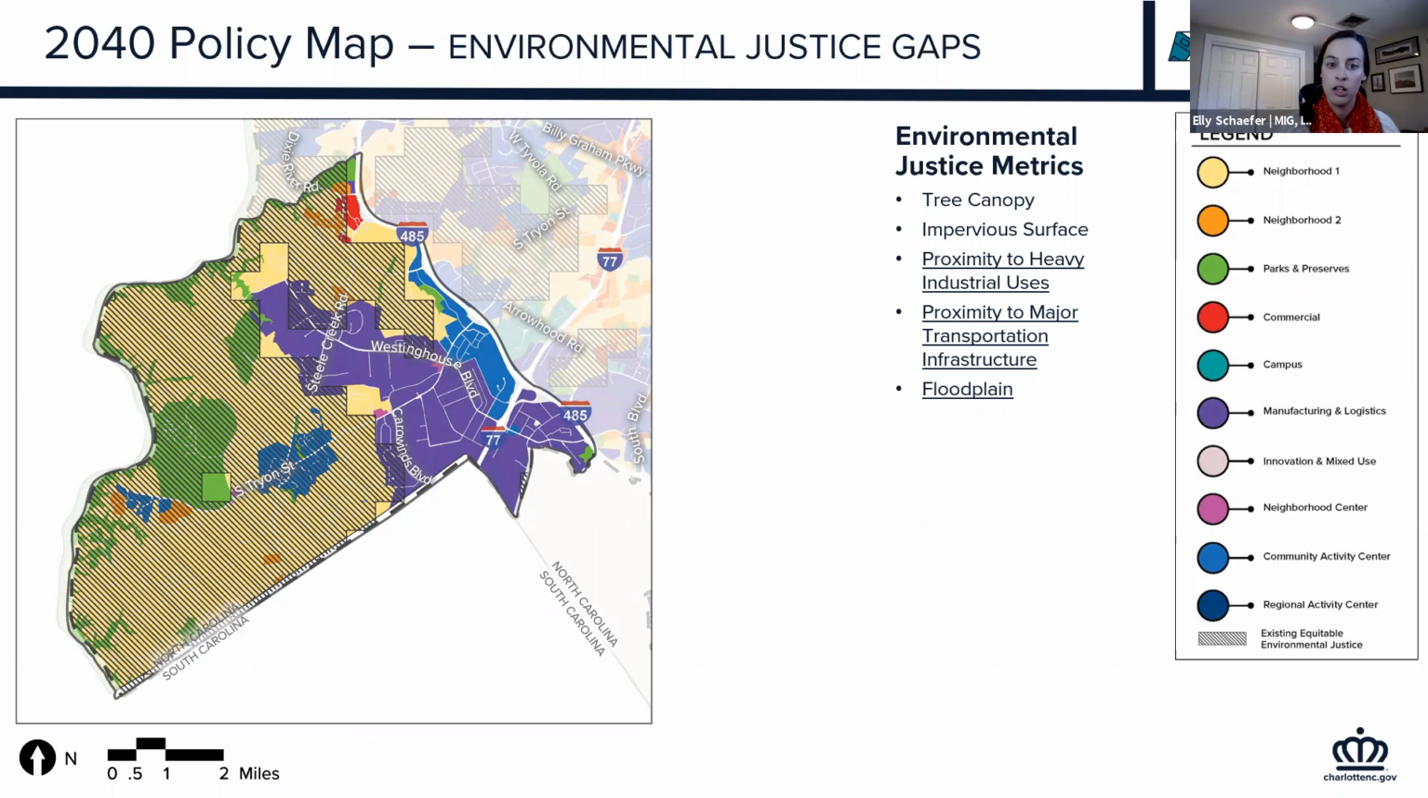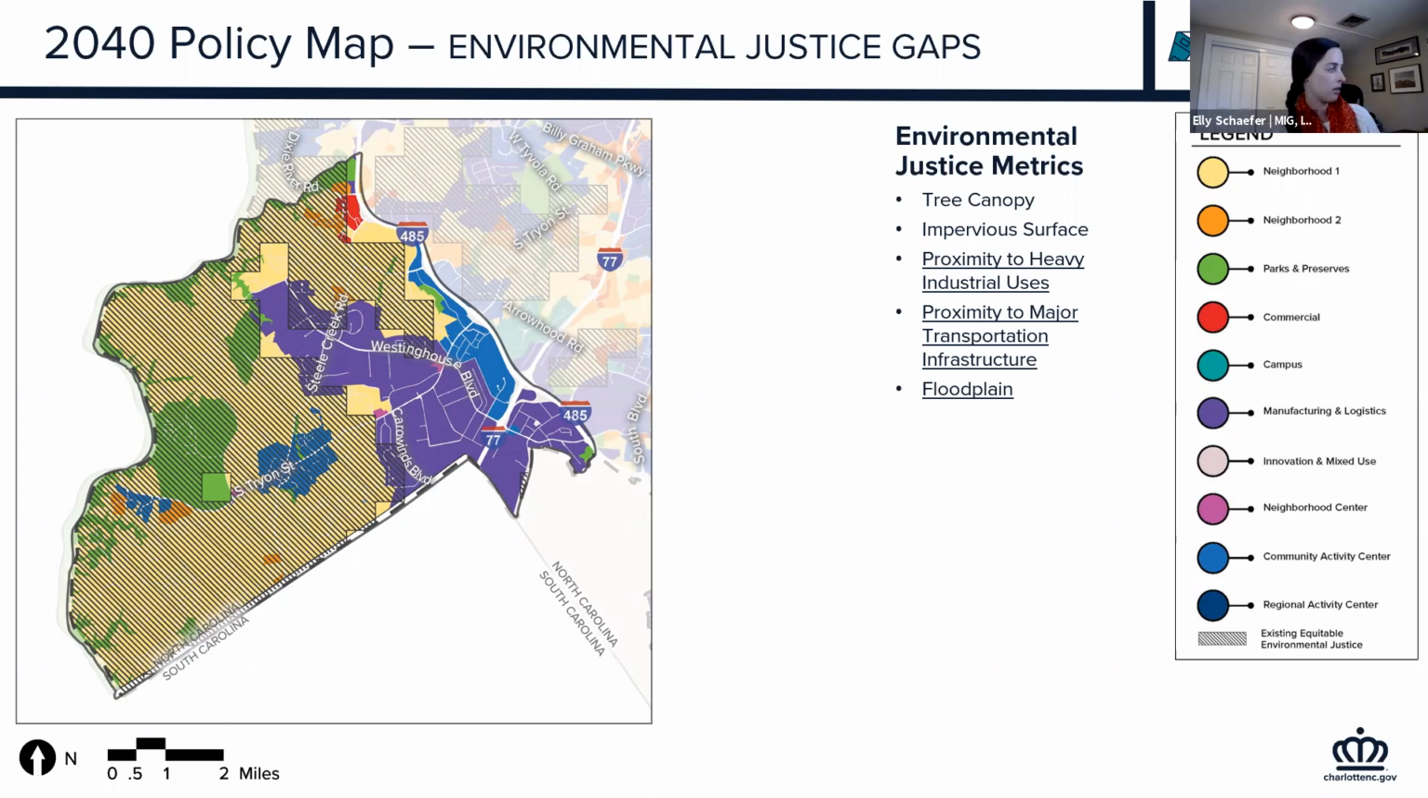This mapping effort also used buffering and transitions as much as possible to reduce proximity between neighborhoods and heavy industrial uses or major transportation infrastructure. Opportunities to provide that buffering through place types were limited based on existing development. So again, we would look at other tools outside of place types to help address these inequities, like design solutions, infrastructure projects, that sort of thing.